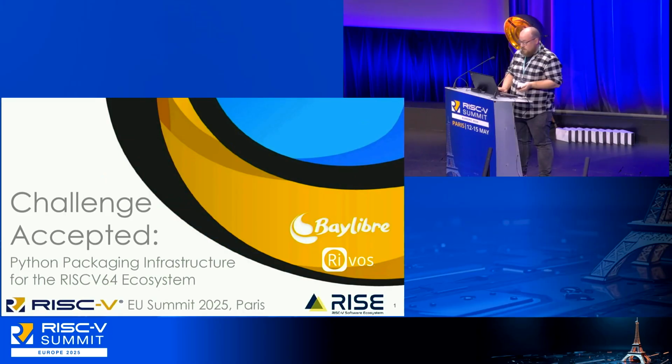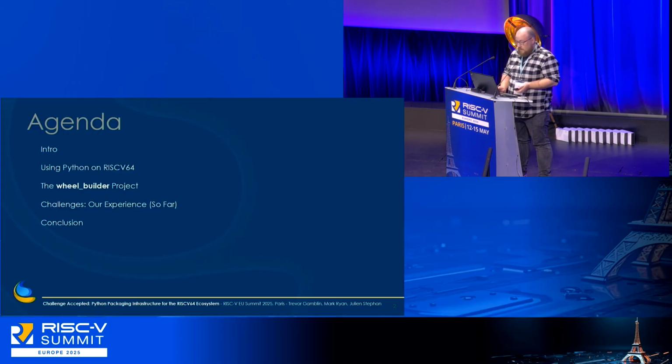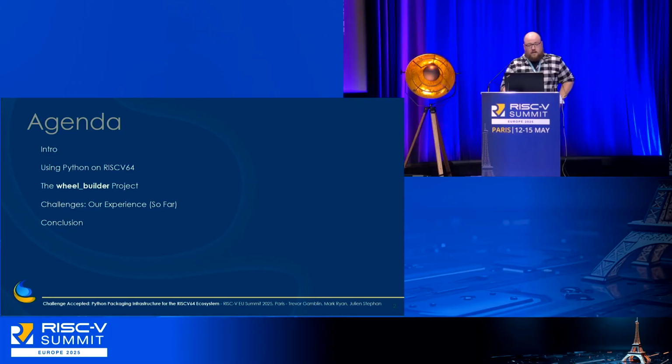My name is Trevor, and I'm here to talk to you today about the challenges involved in building Python packaging infrastructure for the RISC-V64 ecosystem. So, an agenda for this talk: I'm going to give a quick intro so you know who we all are. I'll get into the experience of using Python on RISC-V64. I'll introduce the Wheel Builder project, talk about some of the challenges we're experiencing, and then conclude the talk.